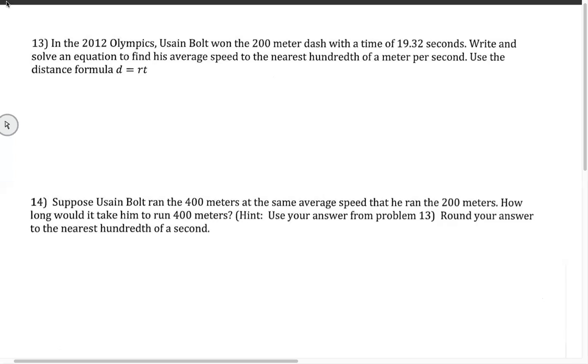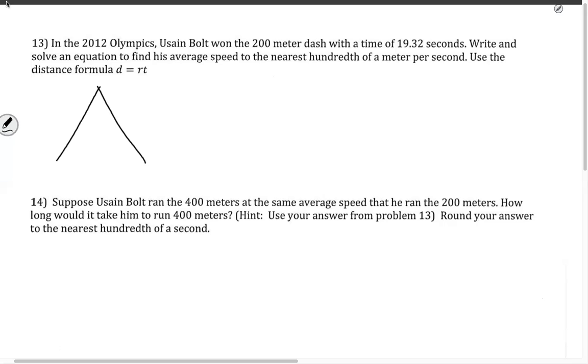Now, Usain Bolt is very famous for running. He is so fast that he won the 200-meter dash with a time of 19.32 seconds. Write and solve an equation to find his speed. And it tells you D equals RT. Have you guys seen this D equals RT before?